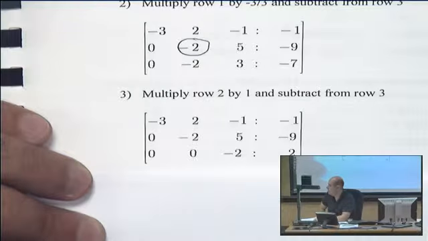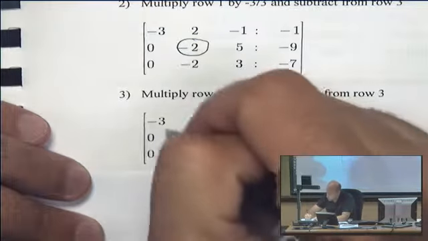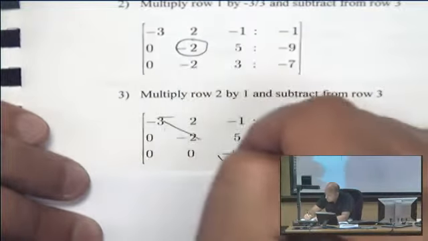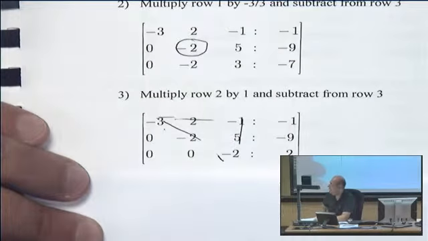And what you'll get is this. Now this is an upper triangular matrix, right? This is my upper triangle, and that's exactly what you want.